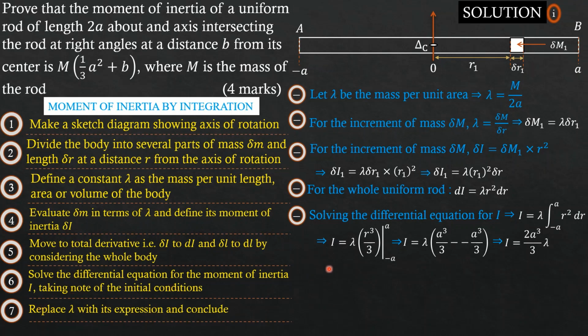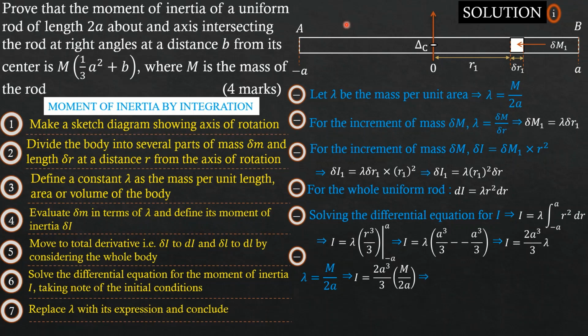Now lastly, what are we doing? We are replacing the value of lambda, which is M on 2a, because it is for the whole rod. So replacing the value of lambda, we get I to be 2a cubed on 3 times lambda, which is M on 2a. 2a here, you're going to have 2a squared. So 2 is going to cancel and you're going to have a squared. So finally we get the moment of inertia of our rod of mass capital M and length 2a about an axis perpendicular to the rod and passing through the center as Ma squared on 3.